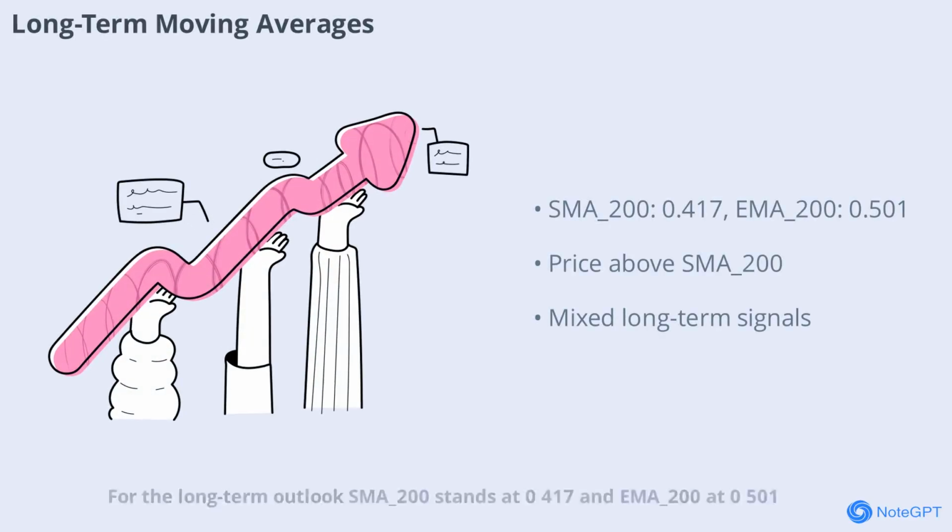The long-term outlook: SMA200 stands at 0.417 and EMA200 at 0.501. The current price is above the 200-day simple moving average but slightly below the 200-day exponential. This mixed signal suggests that while recent momentum is strong, there's still resistance from longer-term trends. Investors often look for the price to stay above these averages to confirm a sustained bull market. Let's move on to volatility and what it means for risk management.